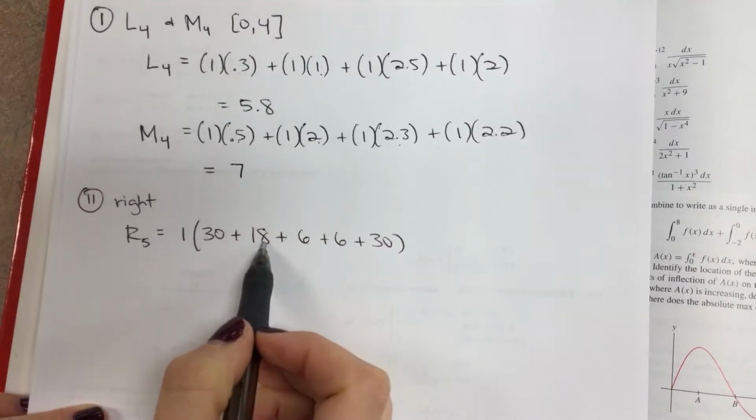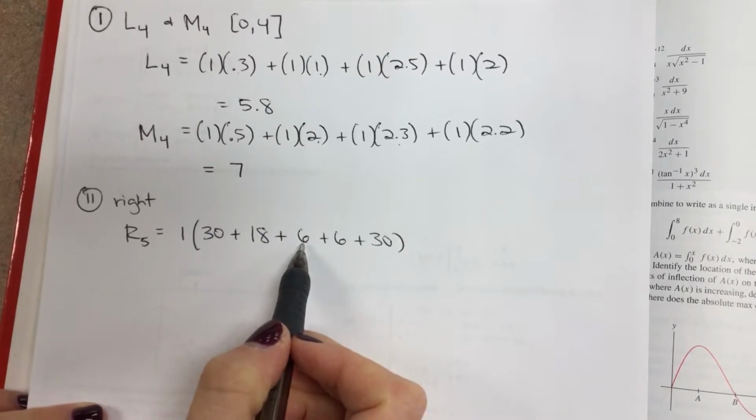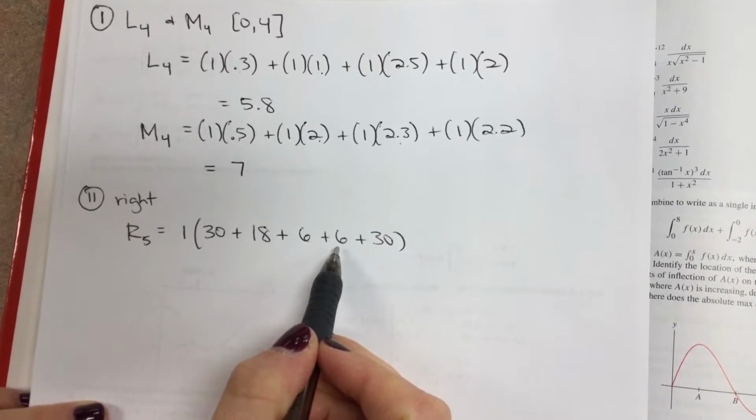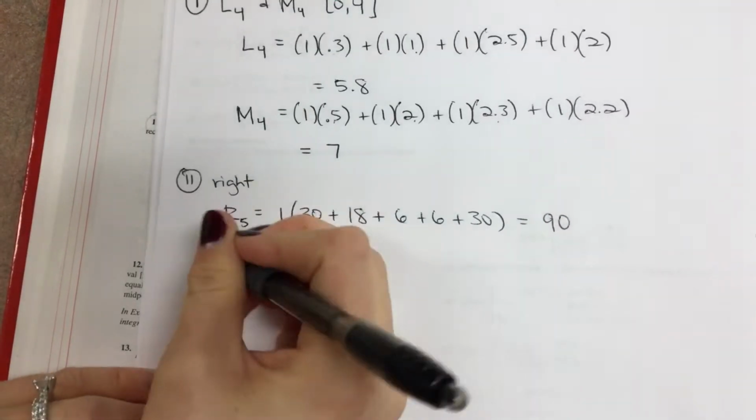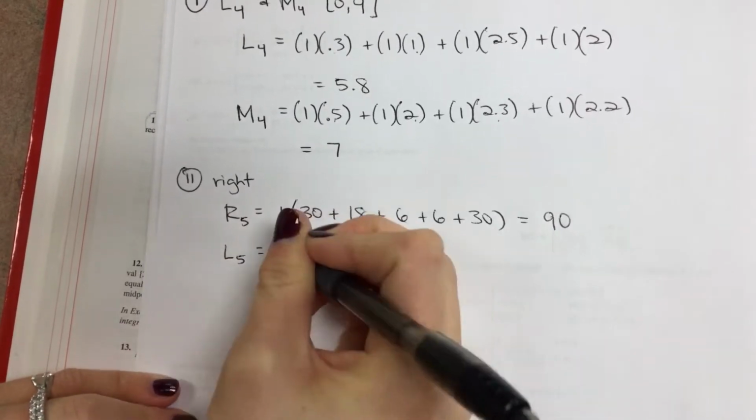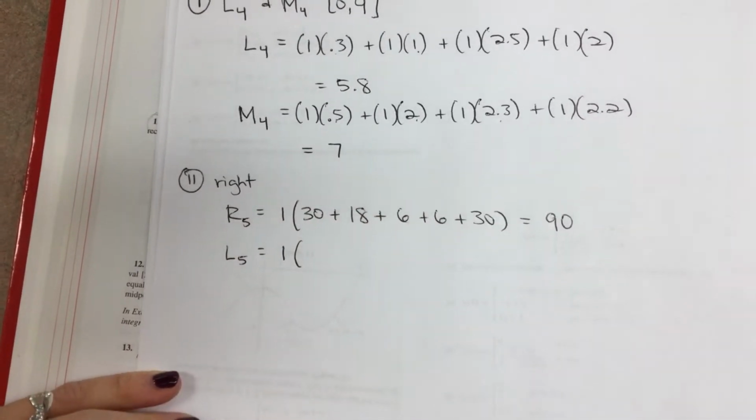Okay, so 30 plus 18, 48, plus 6 is 54, plus 6 again is 60, plus 30 is 90. So that is your right estimate. There's no units for either of these. L5, all of the widths are 1, so I'm going to put that out front, and then I'm going to add up all of the left endpoints.